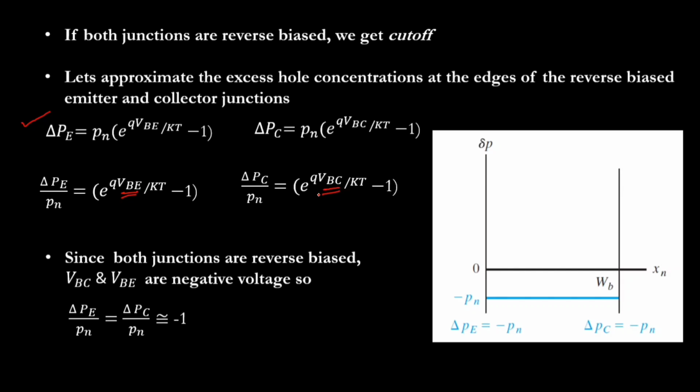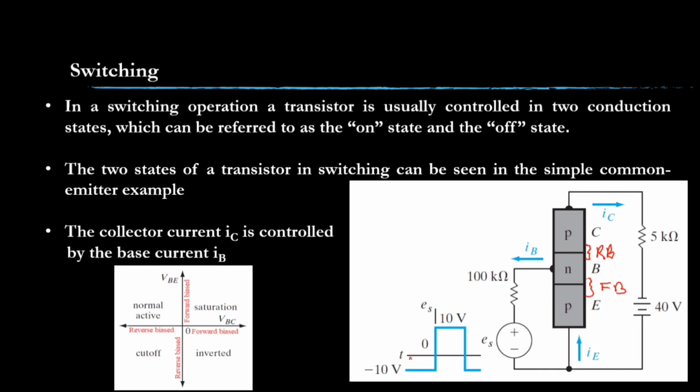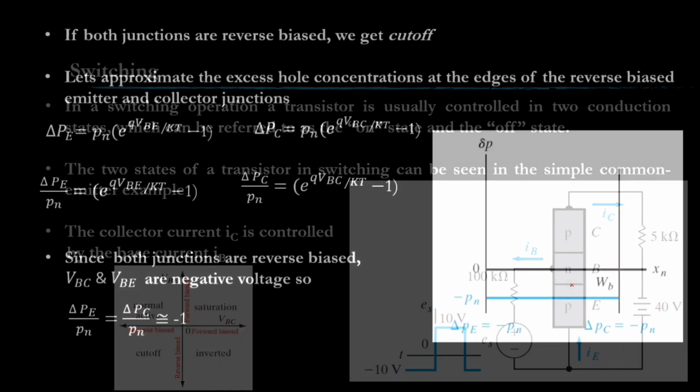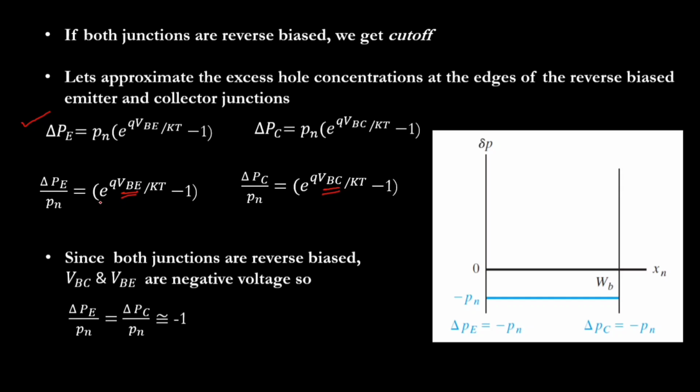What does it mean? I am applying a negative pulse to the base. Now what is going on to the base? A negative pulse is going to the base, and a negative pulse always makes this junction reverse biased. Now both junctions are in reverse bias. Negative voltage is going to the base, so both junctions, this one is already reverse biased. Once the negative pulse is going to the base, this junction is also going to be reverse biased, and in that case we can omit this term.